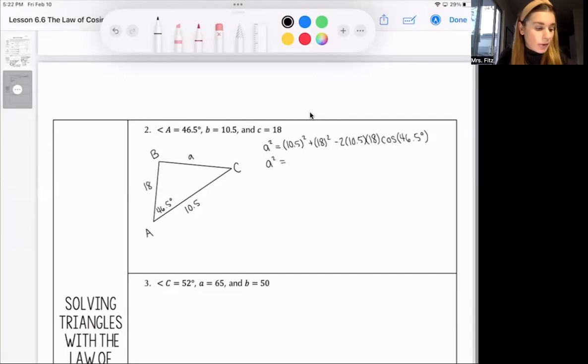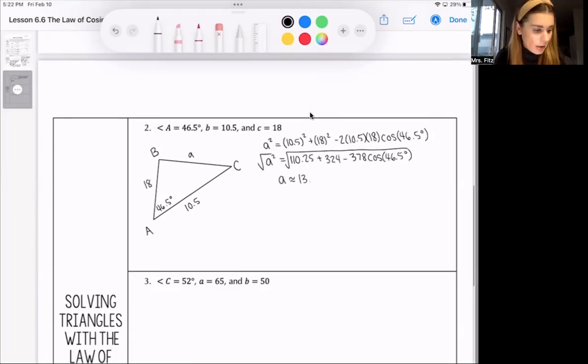So A squared equals 10.5 squared is 110.25 plus 18 squared, which is 324, minus 2 times 10.5 times 18 is 378, cosine of 46.5 degrees. I mean, really at this point, you don't have to clean it up much more. I would just punch it in your calculator and take the square root. So A, in this case, we only want the positive one, is approximately 13.193. So it's really just a lot of plug and chug. There's not a whole lot of math going on here.